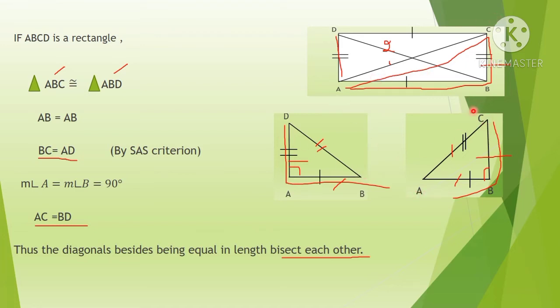Okay, so here we got two diagonals. AC is one diagonal and BD is another diagonal, and we got that AC is equal to BD. So we can say that the two diagonals are equal. If the two diagonals are equal, then we can say that the diagonals bisect each other. Now understood, children? Now let's see the next topic.